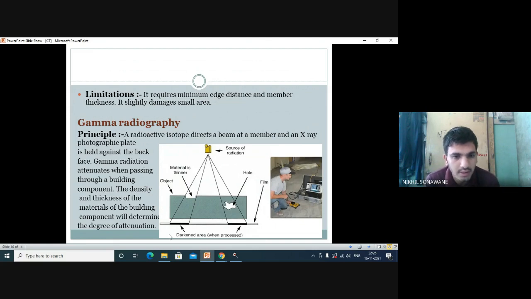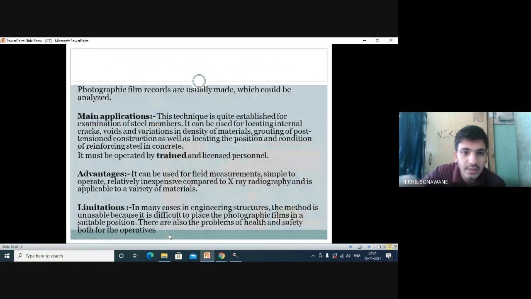some uncertainties there. And as the gamma radiations attenuate when passing through the building, attenuates means its intensity or effect will get decreased when it passes through that building. Then photographic film records are usually made while performing this test, and these are analyzed. Then the main application is mainly this technique is used in steel members, examination of the steel members for locating various voids, variation in density, then locating the members and all other things.